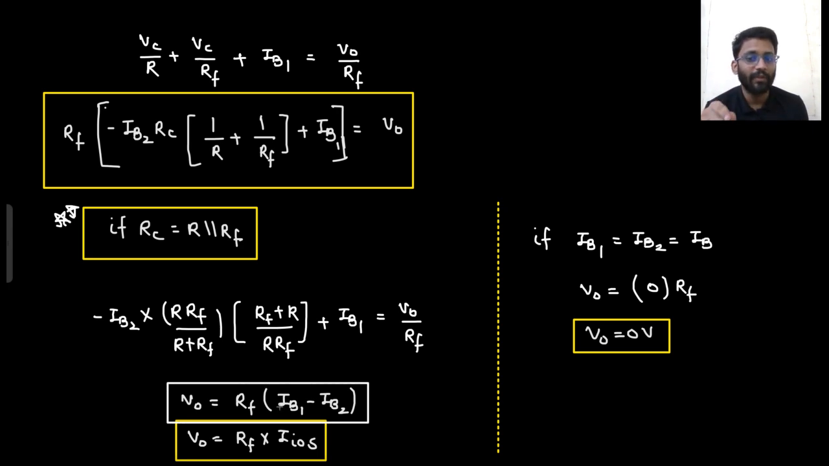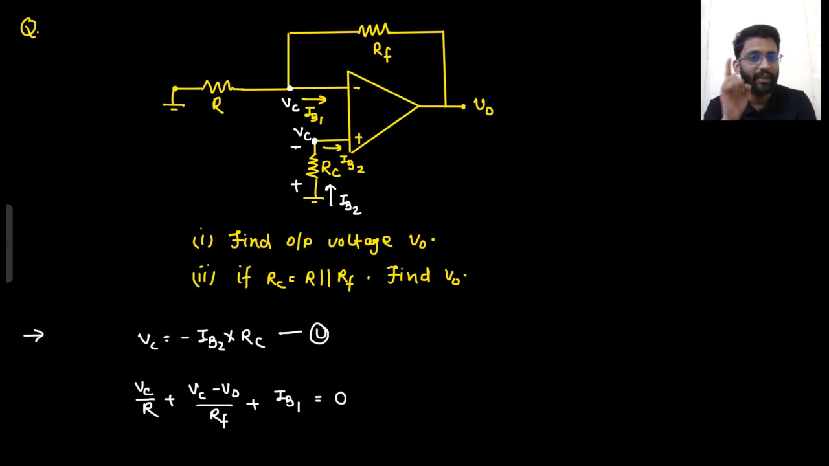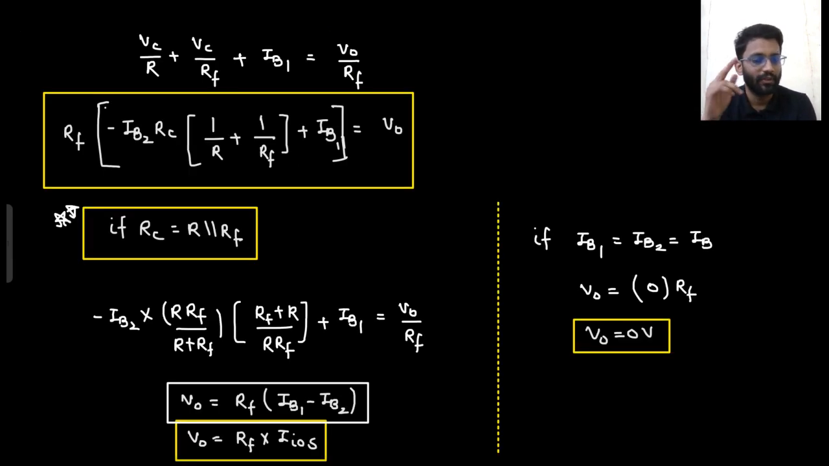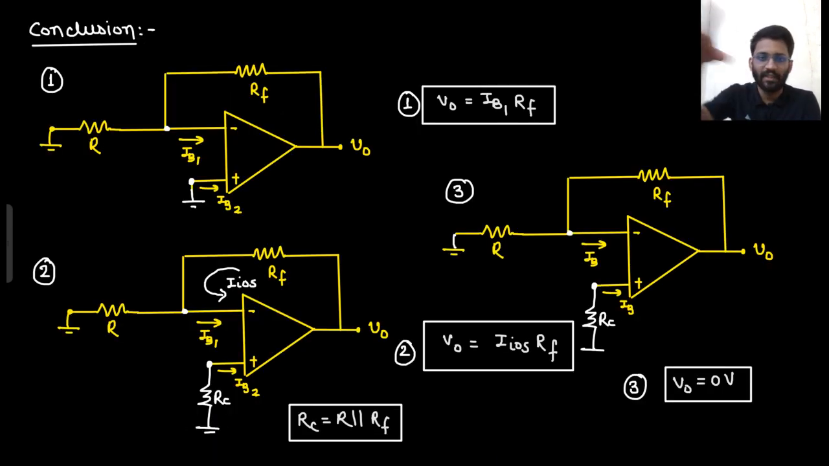And luckily, if both of the bias currents are equal, then your output voltage will be 0 because of the offset. So you are getting 0 error if you connect this compensation resistance, and that will happen if both of the bias currents are equal. If both of the bias currents are not equal, then you will get the difference at the output, and that will also be very, very low. So eventually you are connecting this compensation resistance so that because of the offset you get minimum voltage at the output. So these three cases we saw.